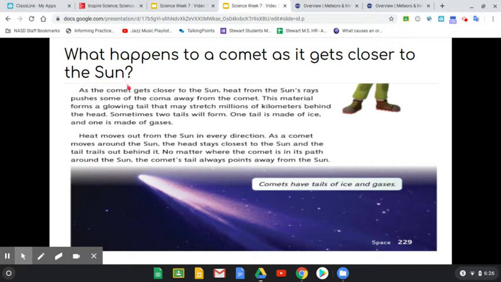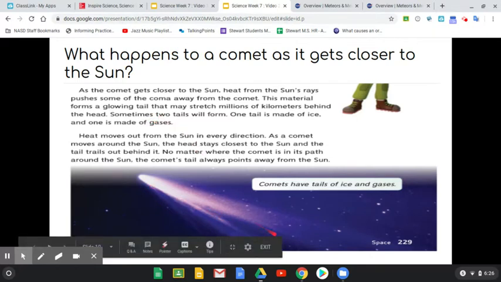It says, as the comet gets closer to the sun, heat from the sun's rays pushes some of the coma away from the comet. This material forms a glowing tail that may stretch millions of kilometers behind the head. Sometimes two tails will form. One tail is made of ice, and one is made of gases. So if you look down here, here is that tail they're talking about, and the caption says, comets have tails of ice and gases.